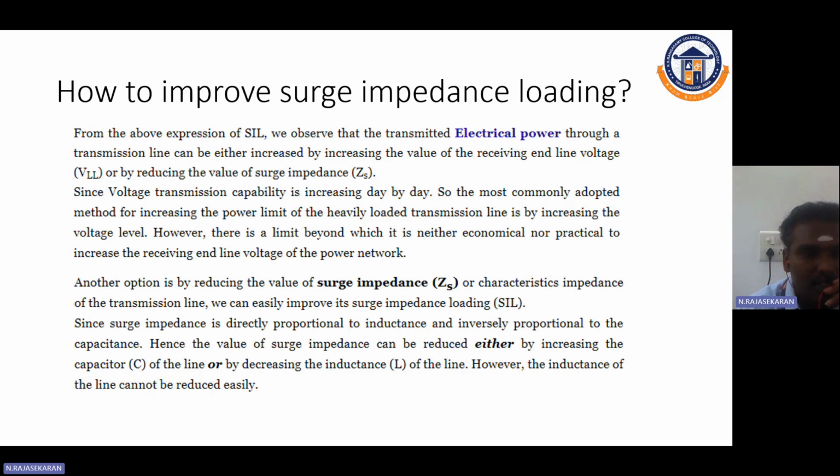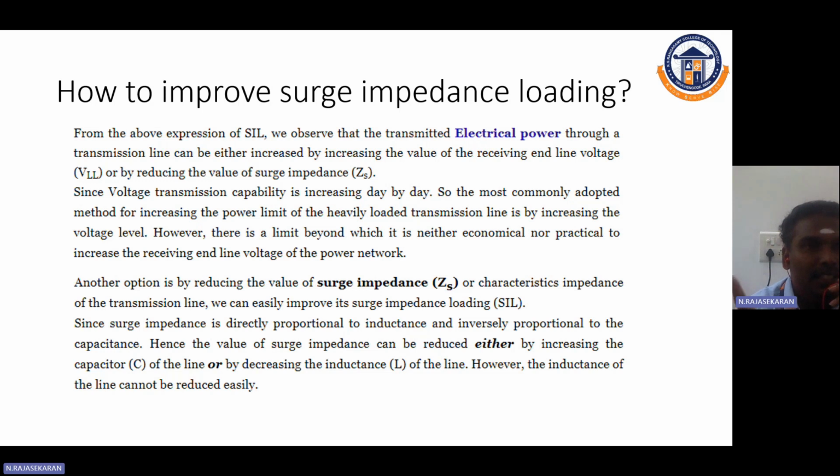Since the surge impedance is directly proportional to the inductance and inversely proportional to the capacitance, ZS is nothing but square root of L by C. Hence the value of surge impedance can be reduced either by increasing the capacitance or decreasing the inductance of the line. However, the inductance of the line cannot be reduced easily, because most loads are inductive in nature. Already it is a reduced value only.